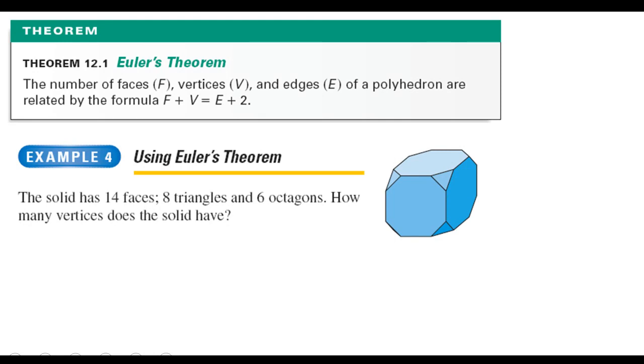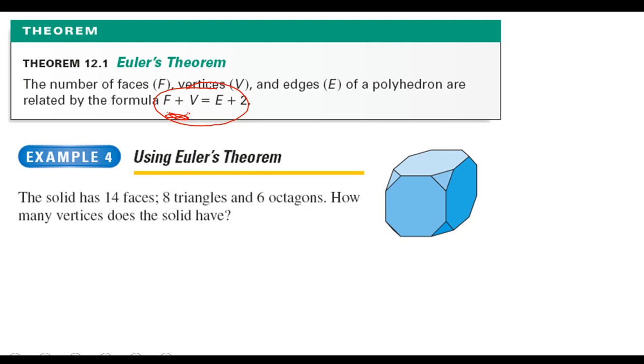Euler's theorem. He created this little equation we can use to figure out how many faces something has, or how many vertices something has, if we have the other 2 variables. So there's a formula for that. If you have the faces and the vertices, you can find the edges. It'd be faces plus vertices equals the edges plus 2. So here are 2 examples using that.